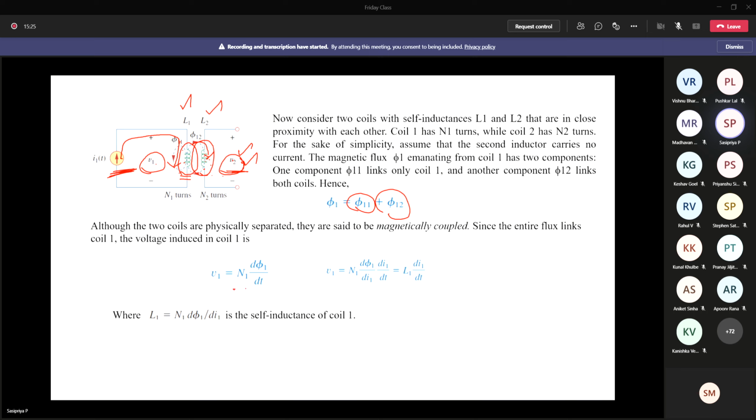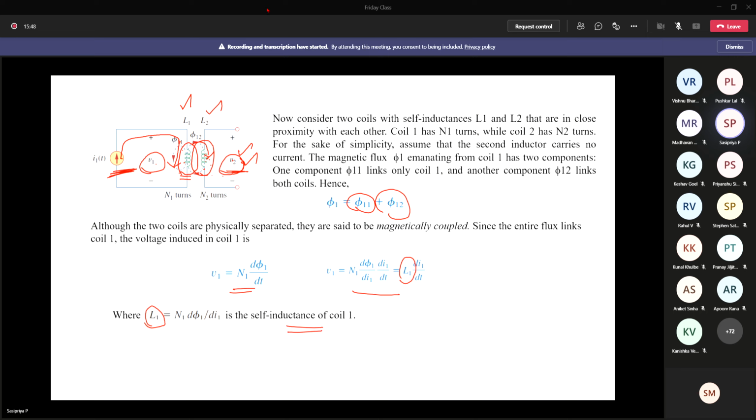Okay, so now this equation, as usual, like how we discussed here, the same way, because this is an electromagnet, the flux linkage is due to the change in current. So this equation is rewritten as N into d phi by di into di by dt. So now this is written as L1 into di1 by dt. So what is L1 here? This L1 is nothing but the self-inductance of coil 1.